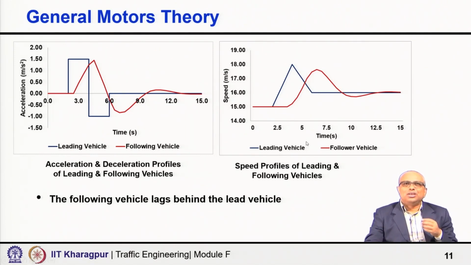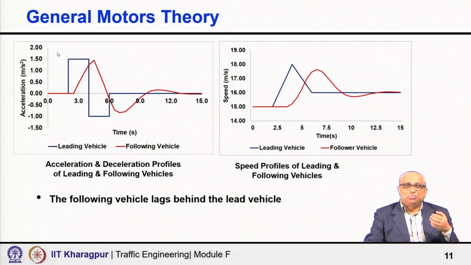Here it is shown the speed profile of leading and following vehicle. You can see the speed is increasing, and after some time the following vehicle's speed is also increasing, then it is reducing. But it is not just a shift in time; the overall pattern and the values are also very different, right. The black line pattern and the red line pattern are different.